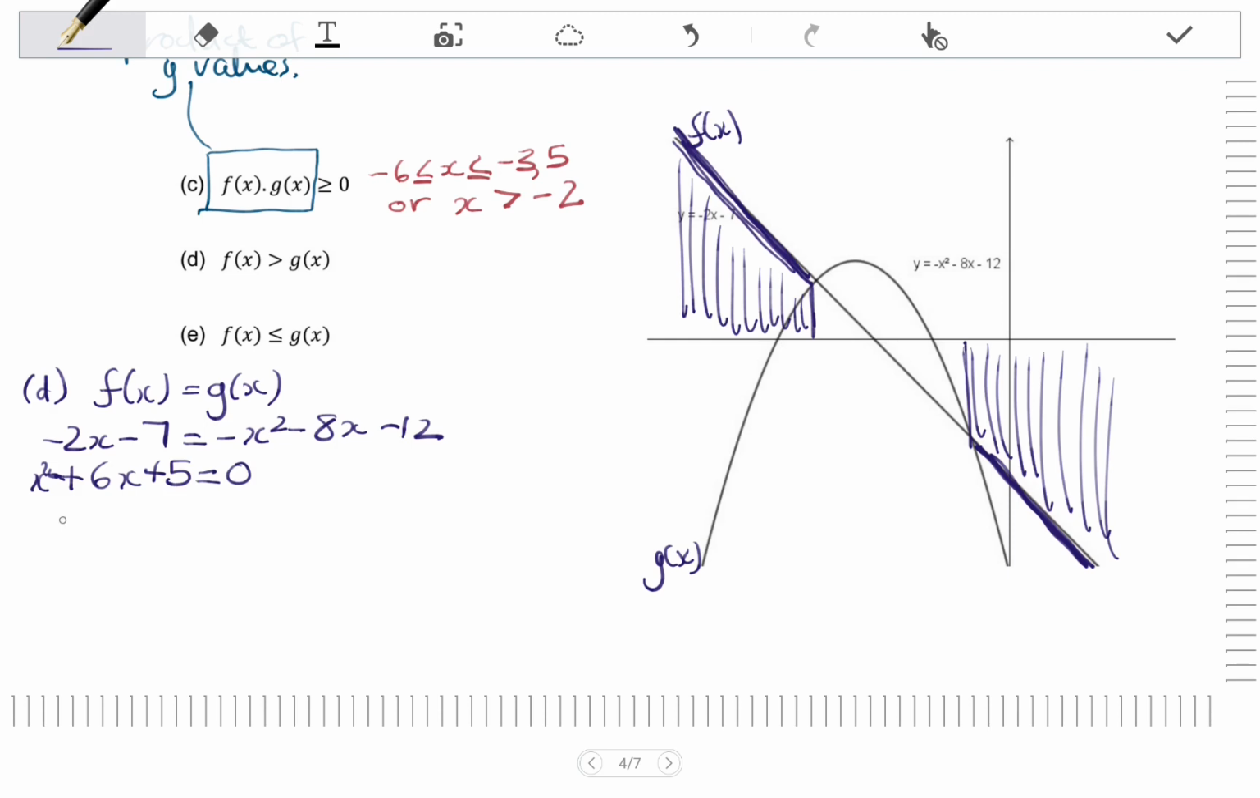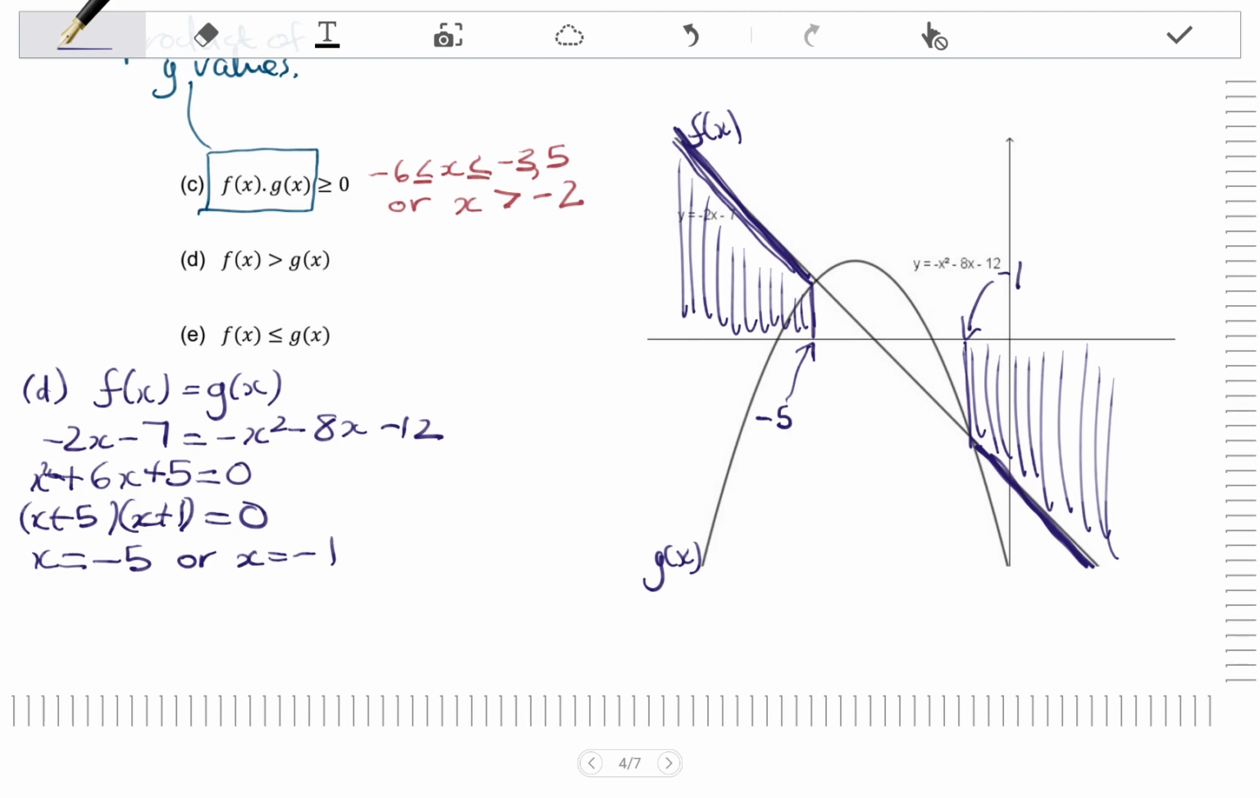I can now use my calculator to find the x values or factorize. It factorizes nicely, so we can do that. (x plus 5)(x plus 1). And making each factor equal to 0, I can solve for x. x equals negative 5 or x equals negative 1. So I know that the x value here is negative 5 and the x value there is negative 1.